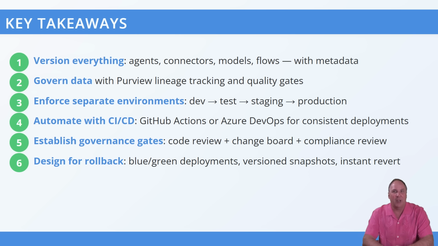5, establish governance gates: code review plus change board plus compliance review. 6, design for rollback: blue-green deployments and version snapshots so you can revert instantly.